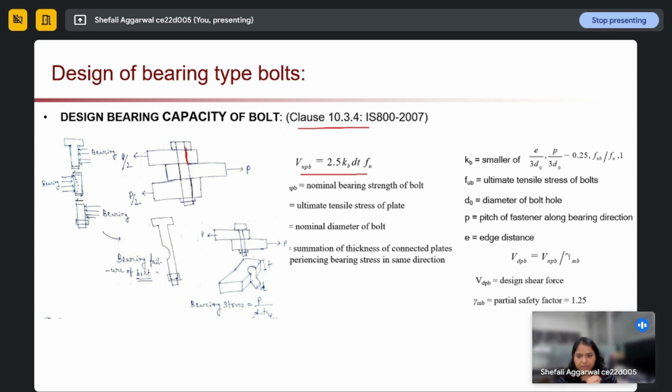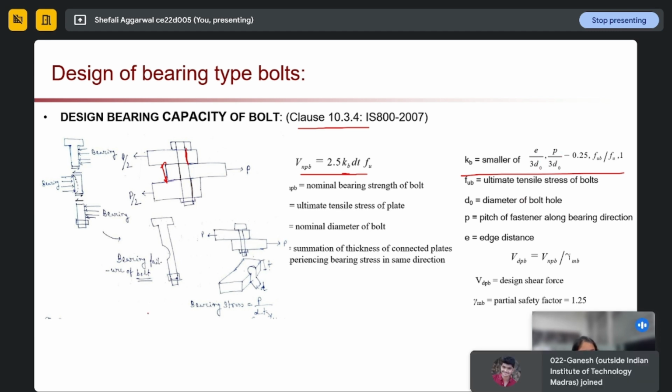Like in this case, it's given. So this is a plate, so this will be the thickness of the connector plate. And kb is the factor which depends on these terms. It can be e by 3d0. d0 is the diameter of bolt hole.